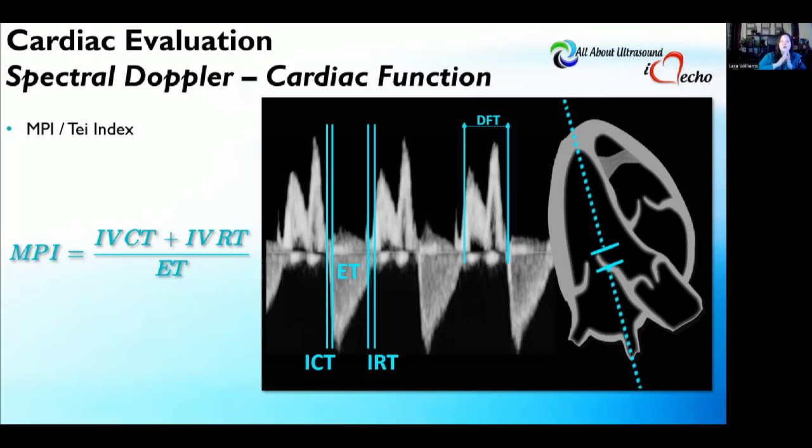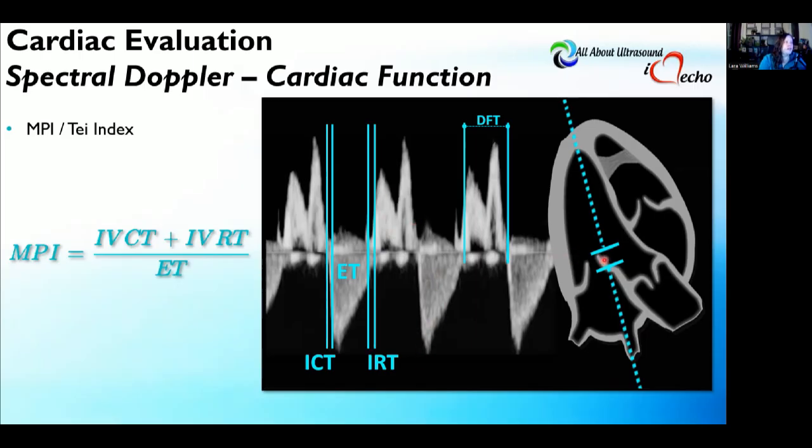We can do something for it's pretty much the same thing, but it's called RIMP in the right heart, where in the left heart it's called MPI, or TEI index. So when we're looking here, this is isovolumic relaxation time. So below this would be aortic ejection.